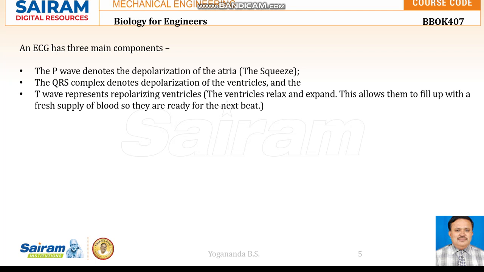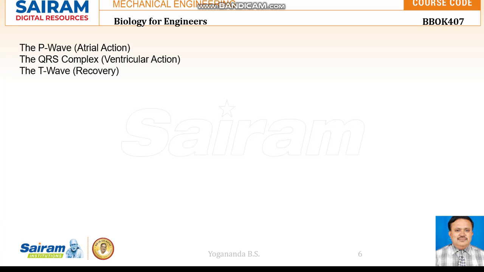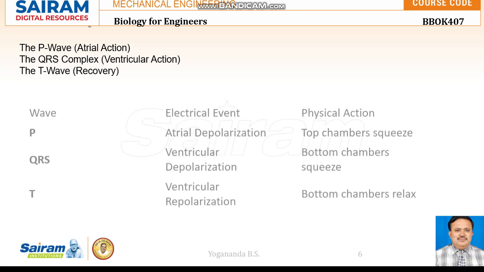So this allows them to fill up with a fresh supply of blood, so they are ready for the next heartbeat. The P wave is the atrial action, the QRS complex is the ventricular action, and the T wave is the recovery. So the three parts of the ECG graph represent atrial action, ventricular action and the recovery part.